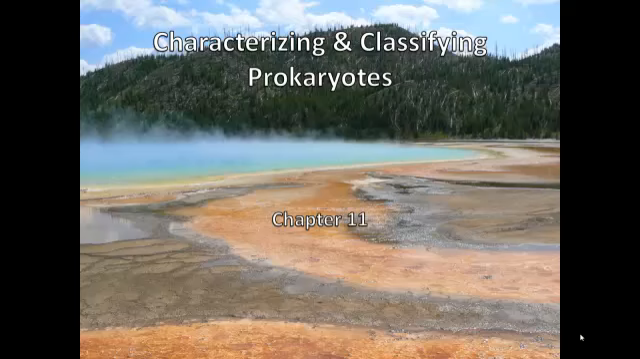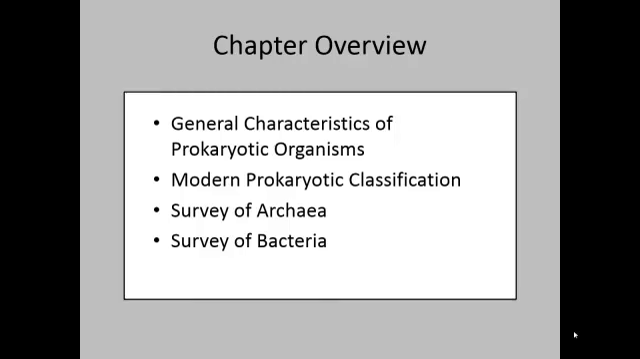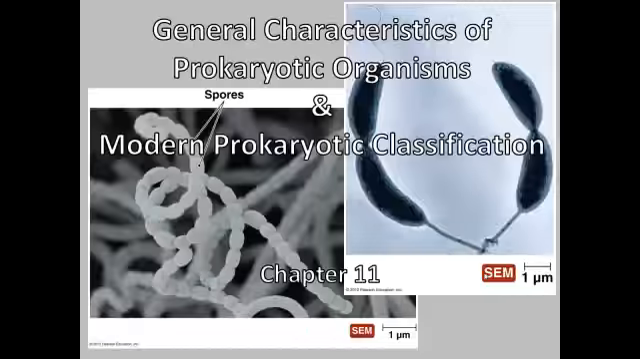Chapter 11, Classifying and Characterizing Prokaryotes. In this chapter we're going to cover general characteristics of prokaryotic organisms, modern prokaryotic classification, survey of archaea, and survey of bacteria. Now, because these first two are quite short, I'm going to put them together and put them with this overview. So, on to general characteristics of prokaryotic organisms and modern prokaryotic classification.